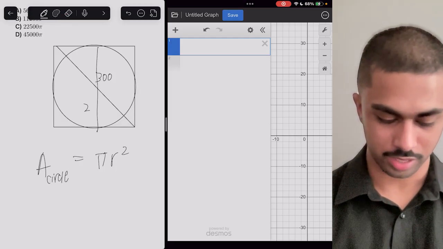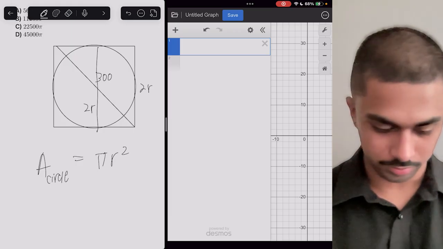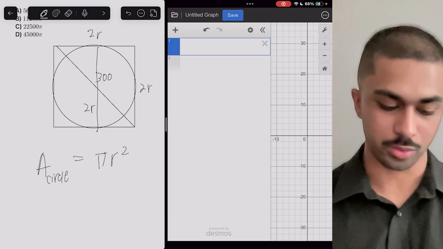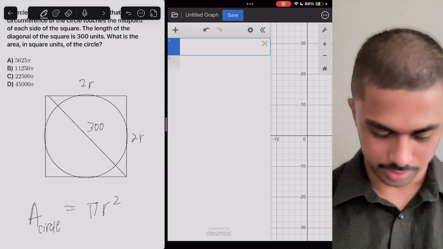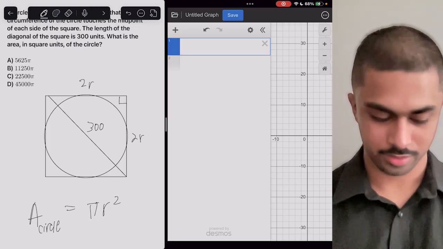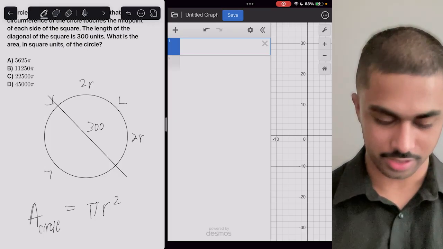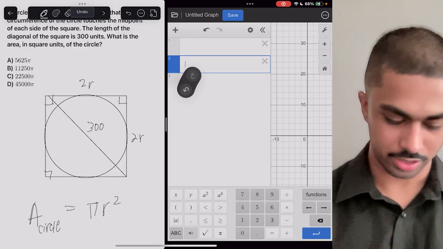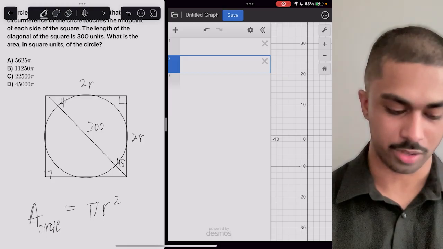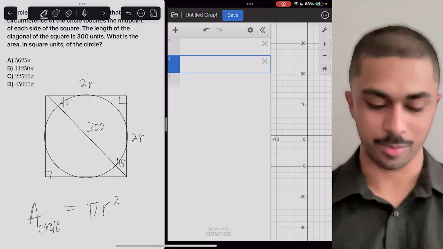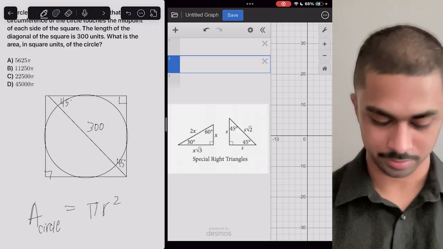So let's label this 2r. Let's also label this 2r, and this 2r, because it's a square. Okay, what you'll notice is that, since squares have right angles, this triangle right here is just a 45, 45, 90 triangle. If you know your special triangles, that's awesome. I'm glad you have them memorized, but if you don't, shame on you.